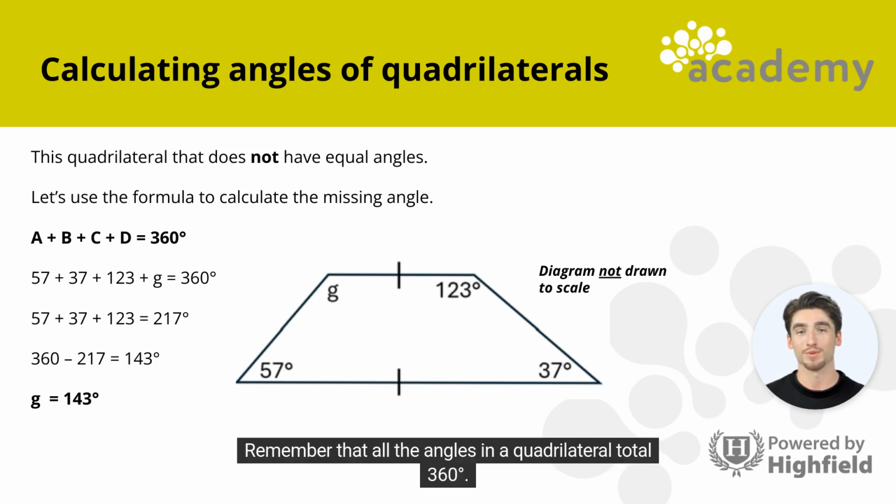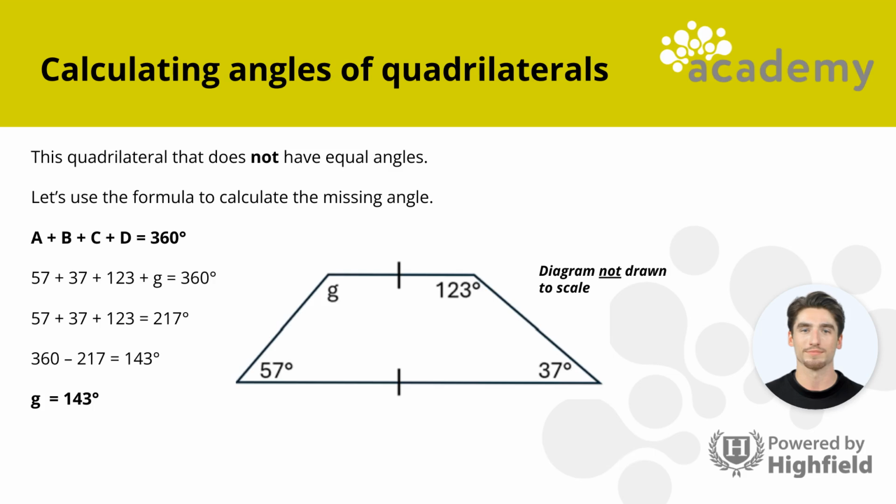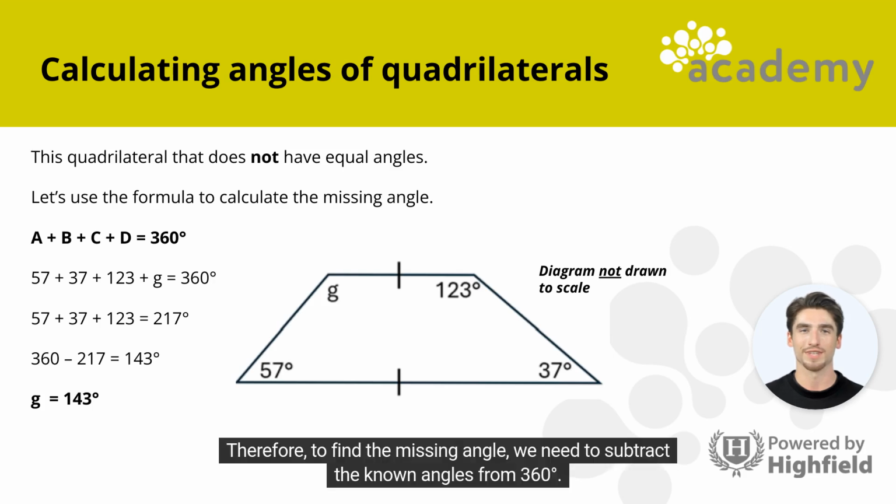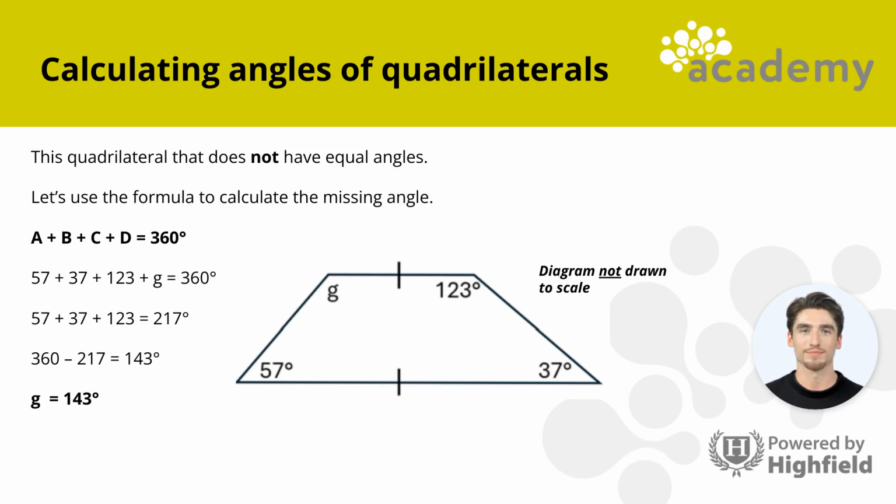Remember that all the angles in a quadrilateral total 360 degrees. Therefore, to find the missing angle, we need to subtract the known angles from 360 degrees. 360 degrees minus 217 degrees equals 143 degrees.